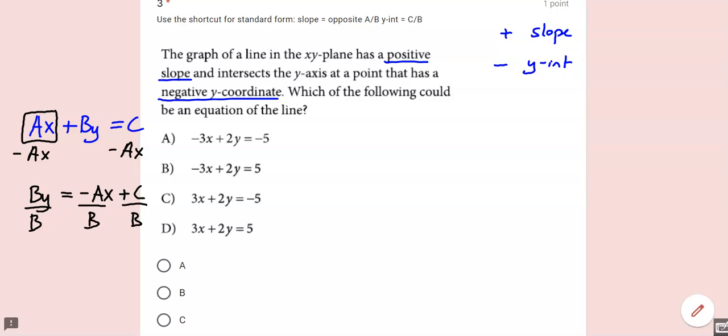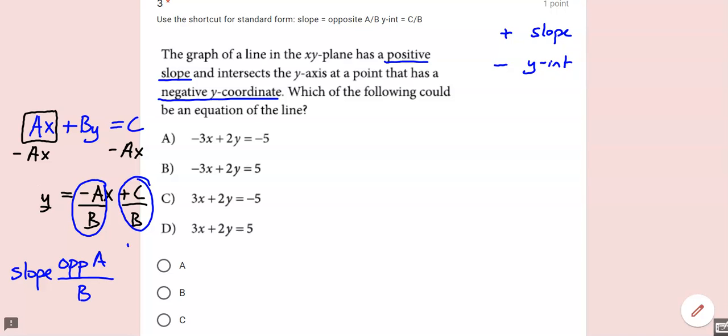Now what this does is this gives us a shortcut, because b divided by b goes away, and now we just have y equals. So you can see that the slope is always going to be the opposite sign of a over b. That's always going to be your slope. And also your y-intercept is always going to be c over b. So you can cheat these problems pretty fast. There's no need to rewrite all of them. You can do them really quick.